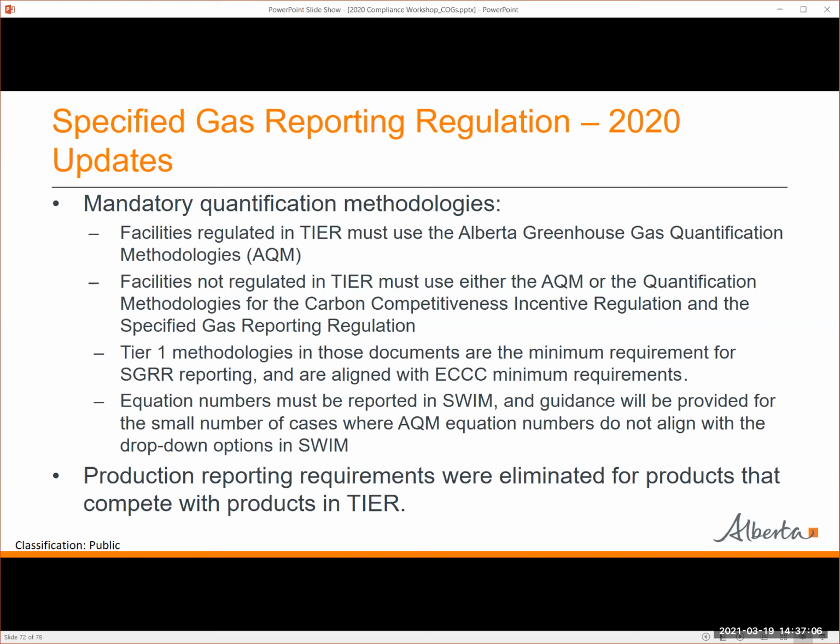Tier 1 methodologies in those documents are the minimum requirements. So in this case, the minimum level requirements will satisfy the GHGRP program.